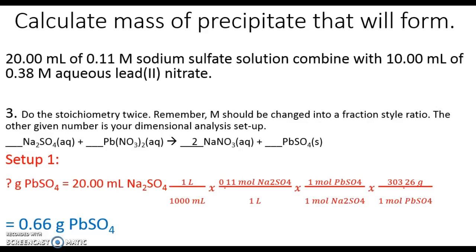calculation, I get 0.66 grams of lead 2 sulfate. And I round to 2 significant figures because when I look at the numbers given to me in the problem, 20.00 has 4 and 0.11 has 2. I want to limit my answer to the smaller of those two. And that should actually probably be 0.67 when I round up.